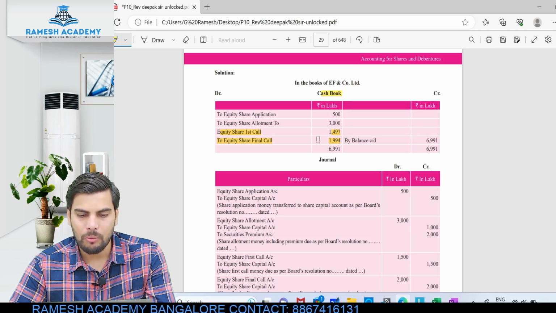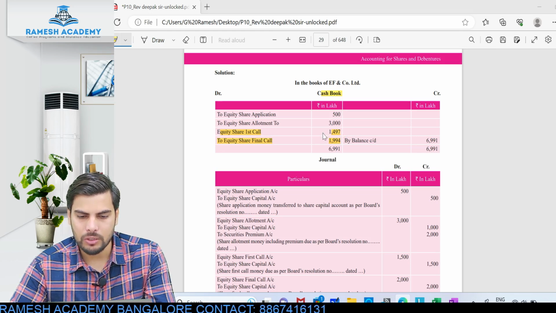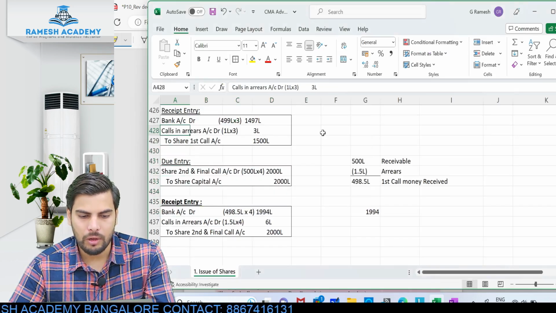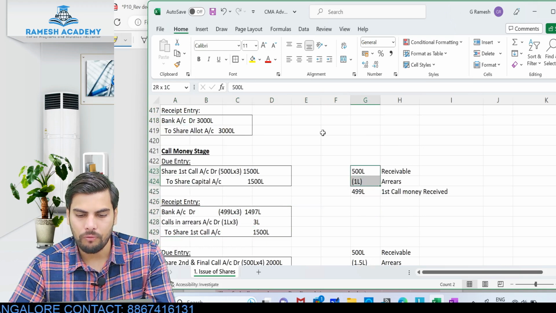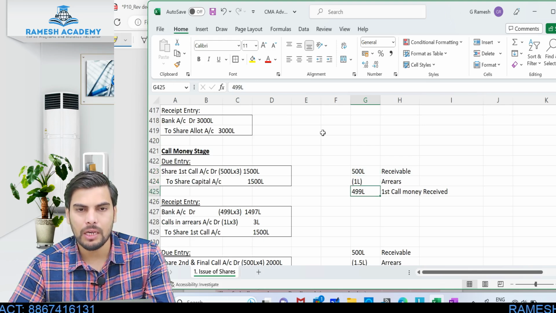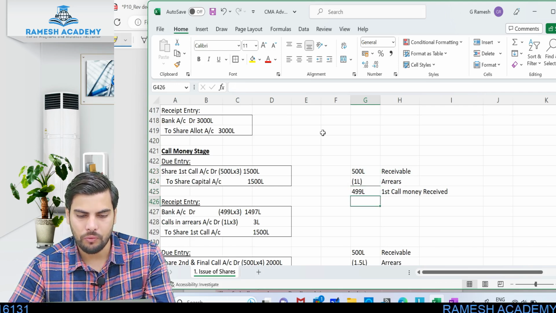So these are the amounts which we actually received. When it comes to the first call, we received 1497. I've already shown you the calculation over here. How did we get this 1497? Out of 500 lakh, one of the shareholders who was holding 1 lakh shares did not pay. So I would have effectively collected the amount only on 499 lakh shares. So 499 into 3, 1497.